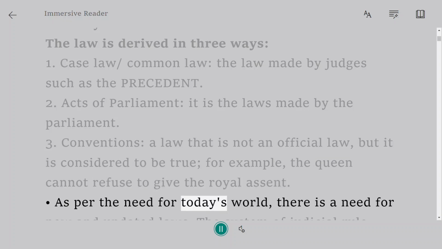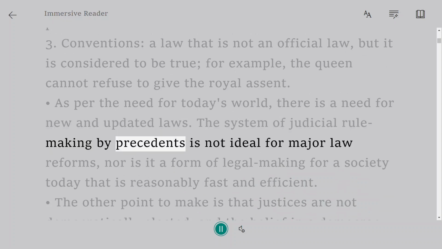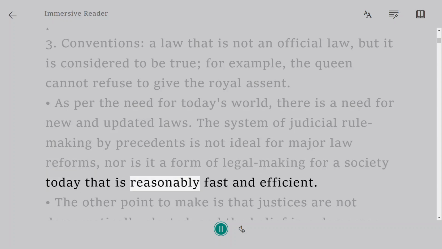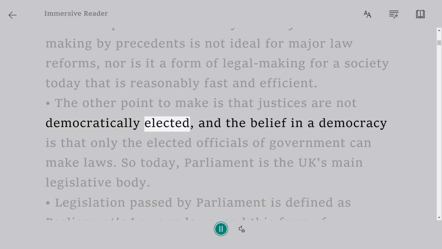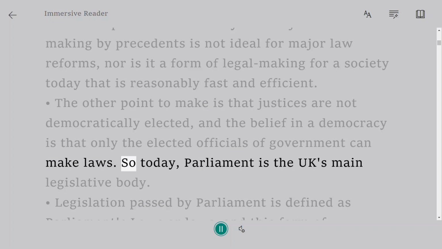As per the need for today's world, there is a need for new and updated laws. The system of judicial rulemaking by precedents is not ideal for major law reforms, nor is it a form of law making for a society today that is reasonably fast and efficient. The other point to make is that judges are not democratically elected, and the belief in a democracy is that only the elected officials of government can make laws. So today, Parliament is the UK's main legislative body.